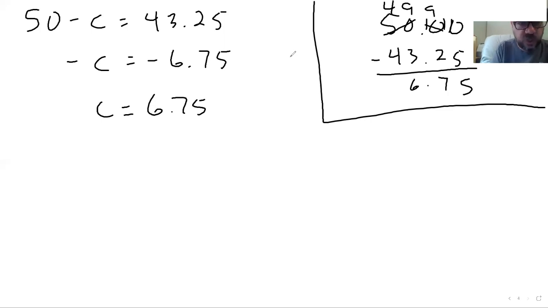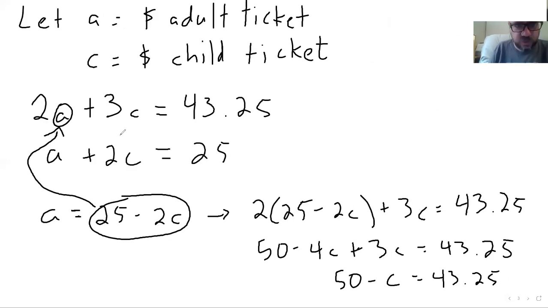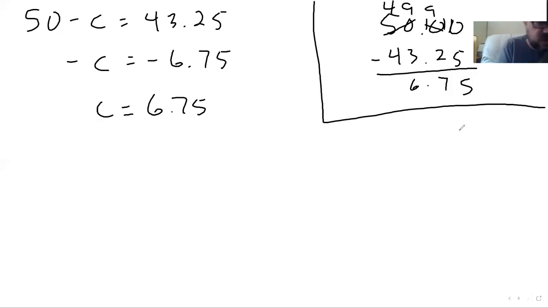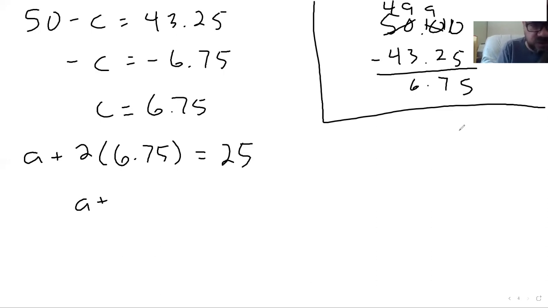So it looks like child's tickets cost $675. So let's see what adult tickets cost. I'm going to go ahead and plug it into the Smith family, the one with the smaller numbers. Right? A plus 2C is 25. So I've got A plus 2 times 675 equals 25. Multiply that out. A plus 1350 equals $25. And then I subtract.